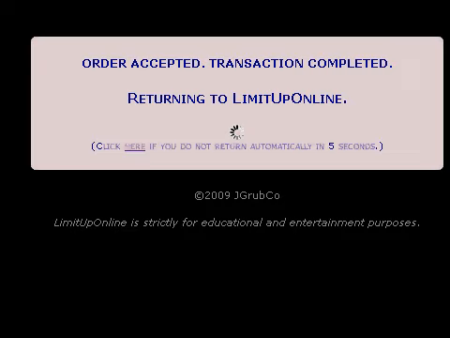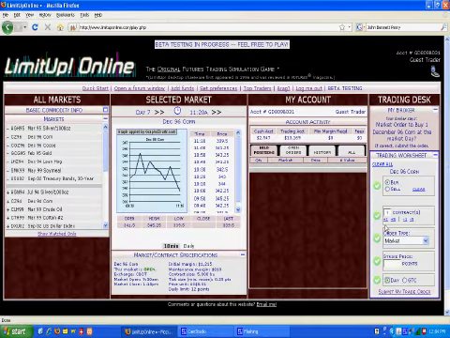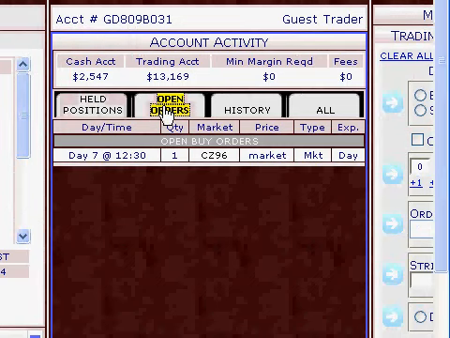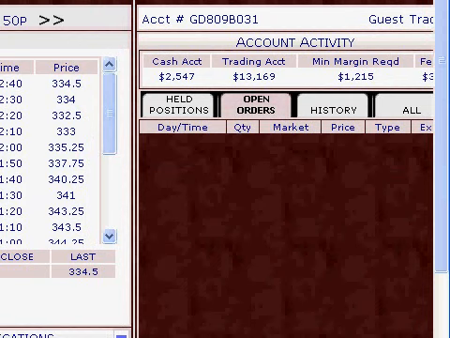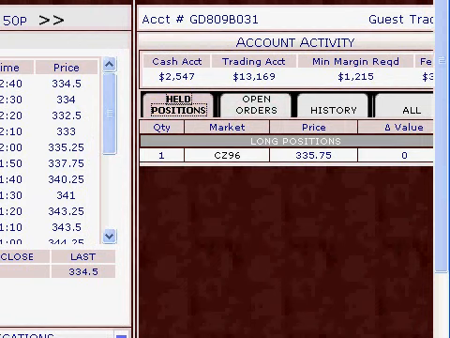It appears to have been accepted, and here it is in the Open Orders panel. Notice that we intend to go long on the contract, meaning it's a contract to buy something. A contract to sell is called going short. And there it goes, and now we go to the held positions window, and there it is.